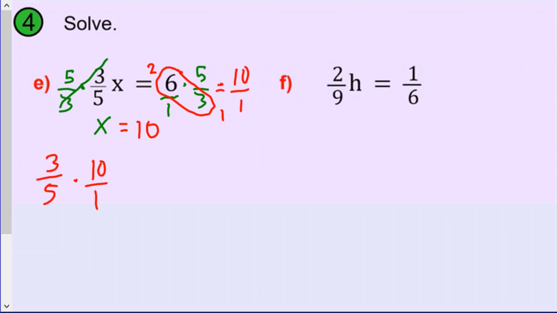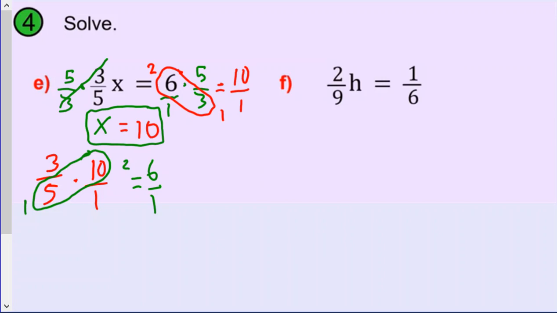If we plug that back into our answer to see if it's correct, we have 3/5 times 10 over 1. And we can divide these two numbers by 5. 5 divided by 5 is 1, and 10 divided by 5 is 2. So then we have 3 times 2, which is equal to 6, and 1 times 1, which is equal to 1. So our answer is true. X is equal to 10.